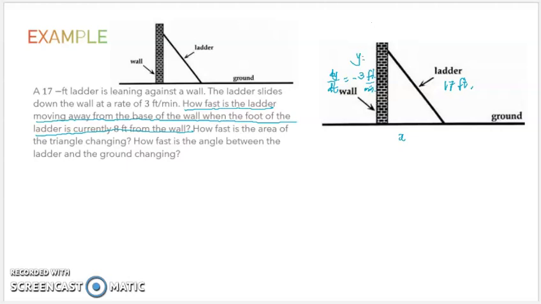So what else is given for us? We have how fast is the ladder moving away from the base of the wall when the foot of the ladder is currently 8 feet from the wall. So our x value, or the length of x here, is 8 feet. And we are actually looking for dx/dt.